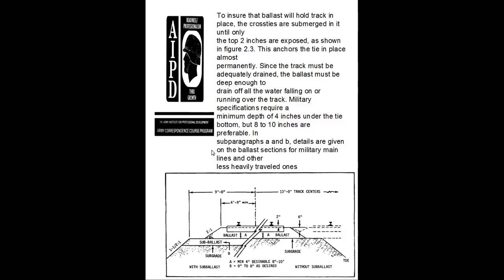Subparagraphs A and B, the details are given in the ballast section for military main lines and other less heavily traveled ones. Nine inches from the center of the rail out to the subballast grade. The ballast is split in half: the 2 inches above and the 2 inches not exposed. In the subgrade, 6 inches. A minimum of 4, desirable 8 to 10 inches in the ballast, and 0 to 8 inches desirable in the subgrade, with 1 on 1 or 2 on 1 slopes at the toes.